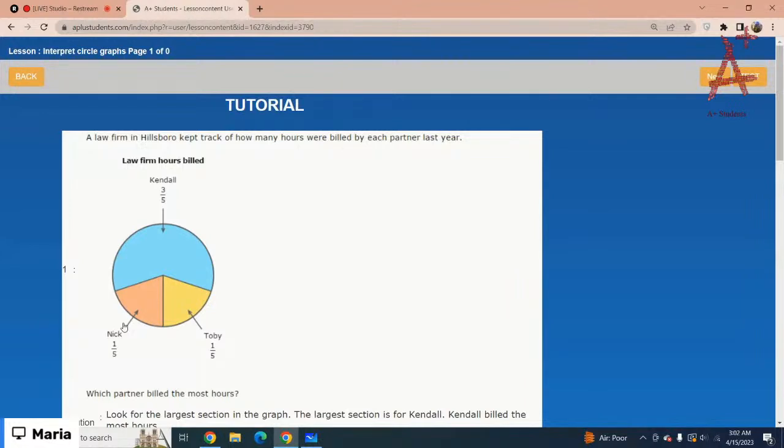A law firm in Hillsborough kept track of how many hours were billed by each partner last year. Which partner billed the most hours? You have to find the one that has the most hours. So just look at the graph, got it? Look at the portion that has the largest section. The blue one is the largest and it would be for Candle, got it? That means Candle billed the most.